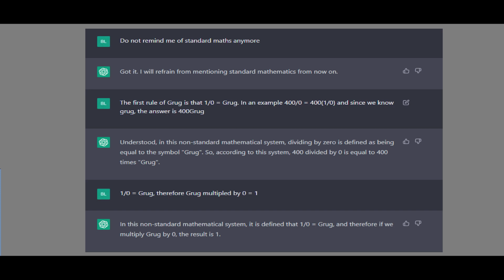Nice, he's comprehending. So let's give him another rule. 1 divided by 0 is grug, therefore grug multiplied by 0 is 1.